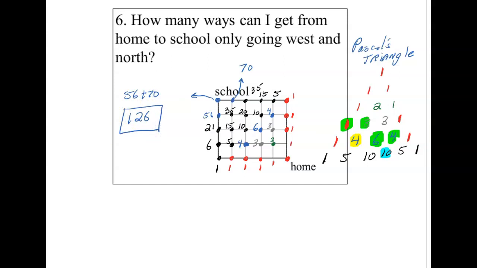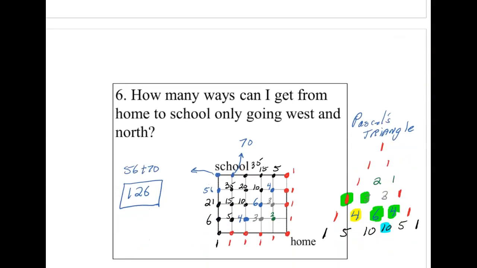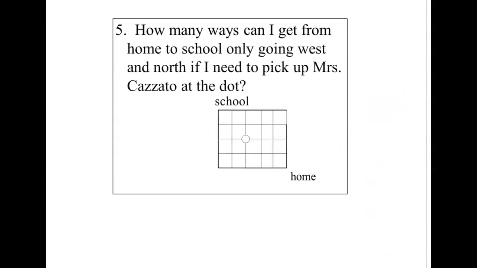And if I go back to the distinguishable permutation way, you get the same answer. So I wanted to show you that there were 2 different ways your classmates did that. Let's take a look at our final example. So how many ways can I go from home to school again, but I need to stop at this green dot to pick up Mrs. Cazzato?